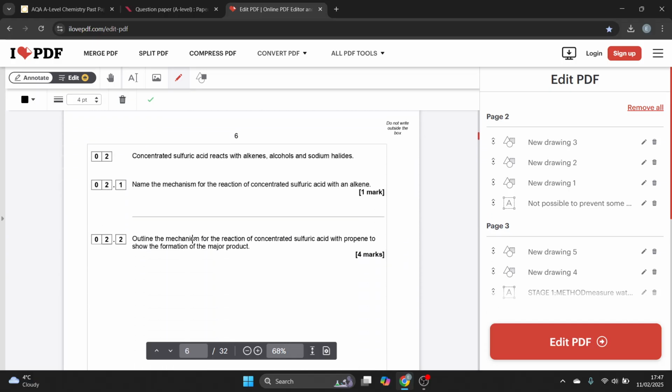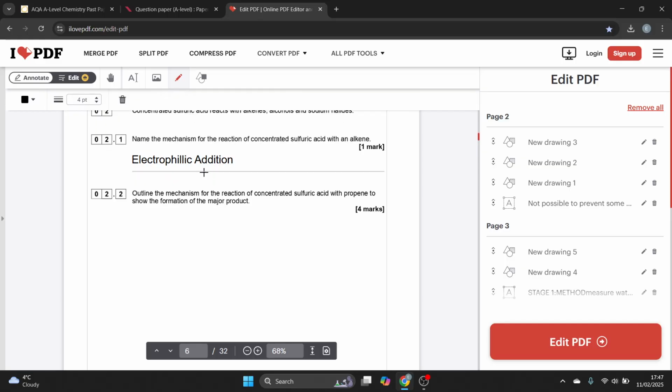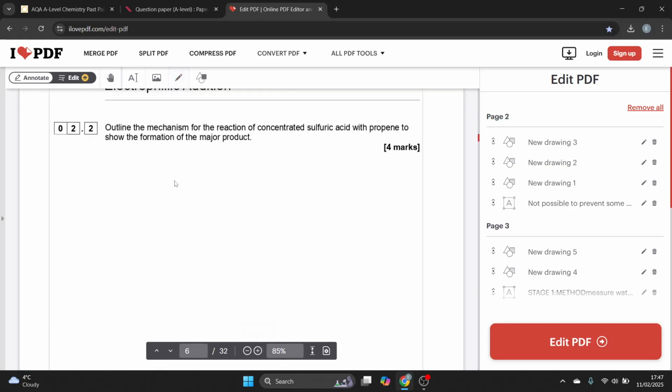Question 2.1, name the mechanism for the reaction of concentrated sulfuric acid with an alkene. It's obviously going to be electrophilic addition. A year 1 mechanism, showing you guys that they're testing any content from year 1 and year 2.